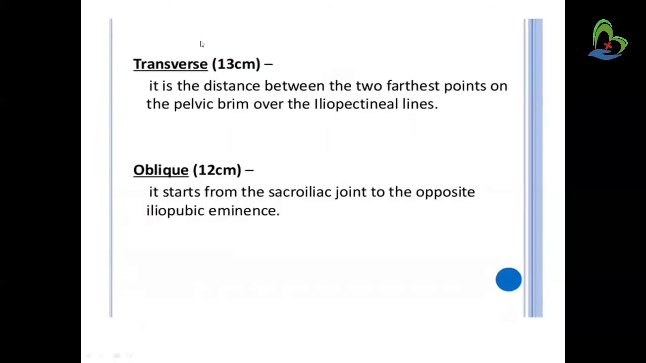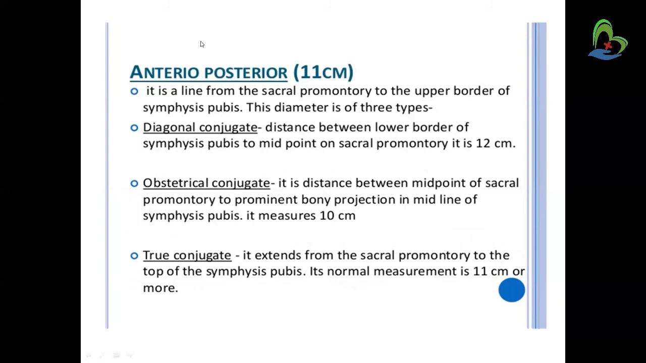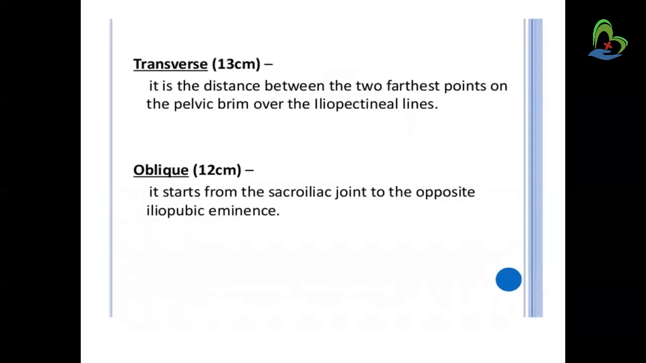Now the transverse. This was the anterior posterior, that was 11 centimeters. Now the transverse diameter is 13 centimeters. It is the distance measured between the two farthest points on the pelvic brim, above the iliopectineal lines. So these are the two farthest points on the pelvic brim through the iliopectineal lines, and that measures about 13 centimeters.